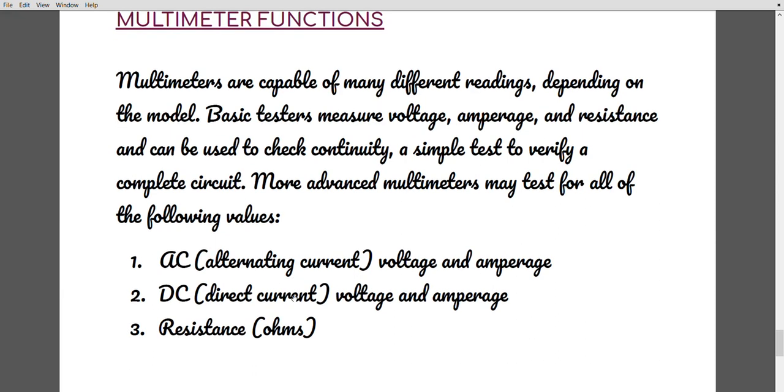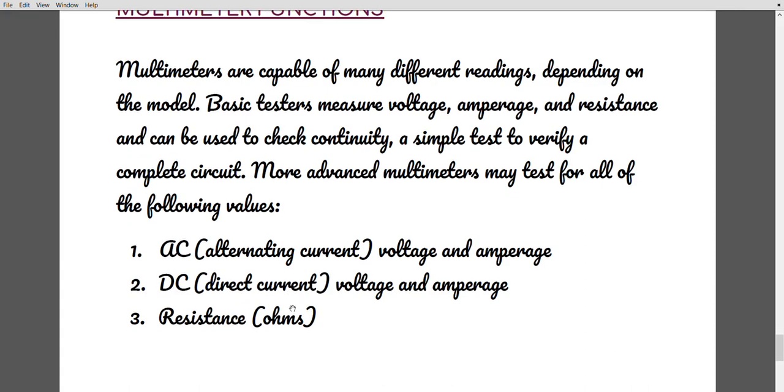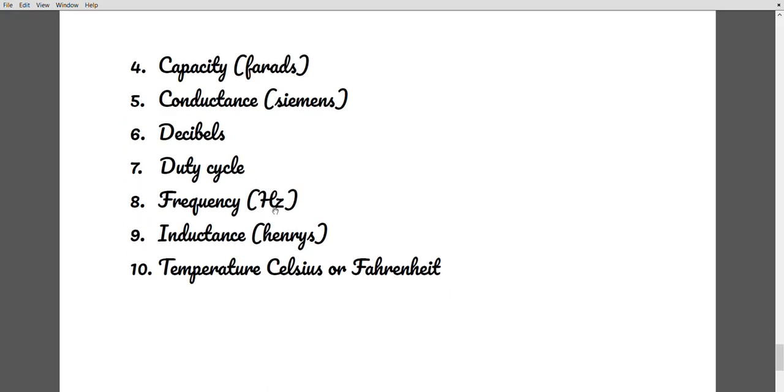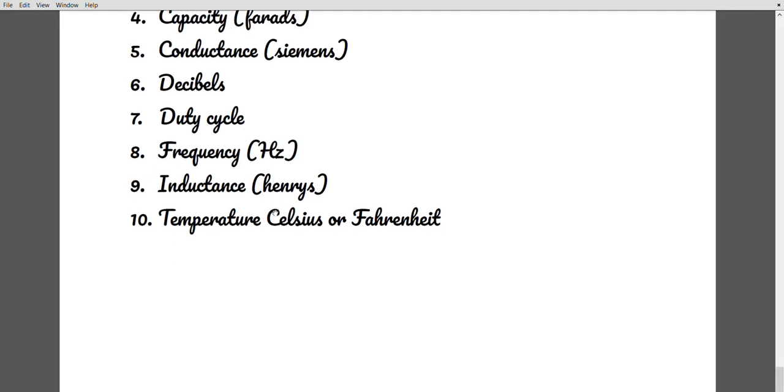AC, alternating current, which means AC voltage and amperage. Amperage means current. AC voltage or current, and then DC voltage and current, and then resistance, capacitance, conductance, decibels, duty cycle, frequency, inductance, and then temperature in Celsius or Fahrenheit. That's all. This is the whole thing about a multimeter.